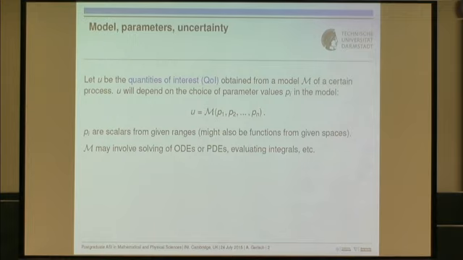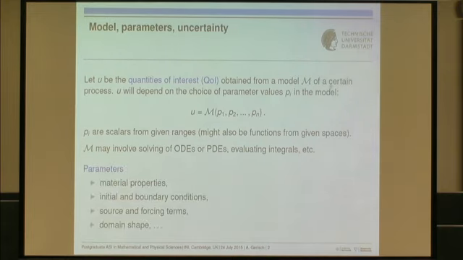And your model M may involve solving ODEs, solving PDEs, computing integrals, and so on. So u might not just be the solution of an ODE system, but it might be a derived quantity from that solution, for instance. So what can parameters be? Parameters can be material properties of the materials which you have in your process. There can be initial and boundary conditions which sort of define your process. There can be, for instance, the functional type of source and forcing functions. Sometimes you can choose one forcing function or another, so you don't know. It can be domain shape. You might have that as a parameter in your problem.